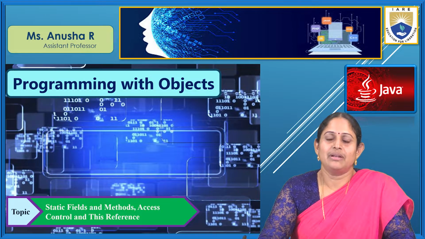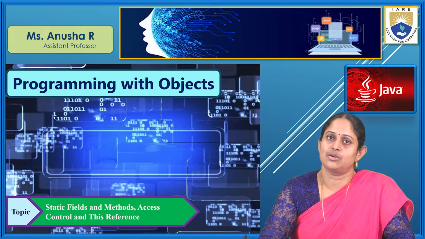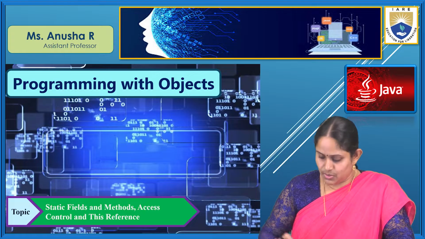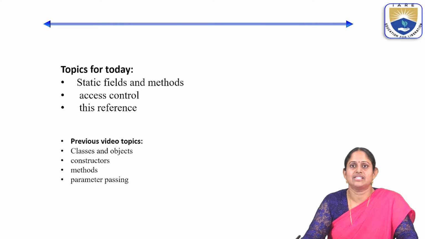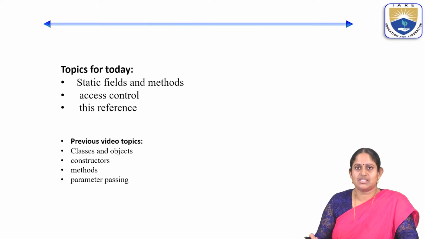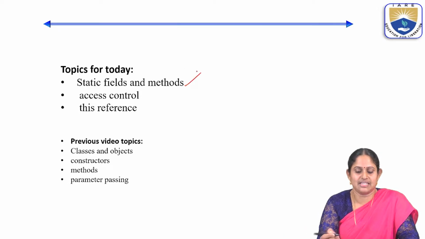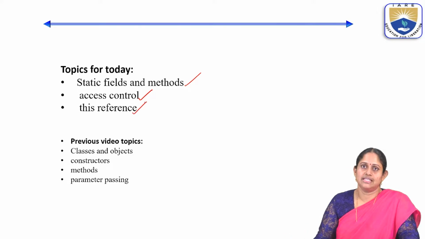In my videos, we'll be discussing programming with objects, which is based on Java. In the previous class, we discussed the basics of classes and objects, constructors, methods, and how parameters can be passed between them. Today, we will discuss static fields and methods, the various access control provided in encapsulation, and the use of the this keyword.